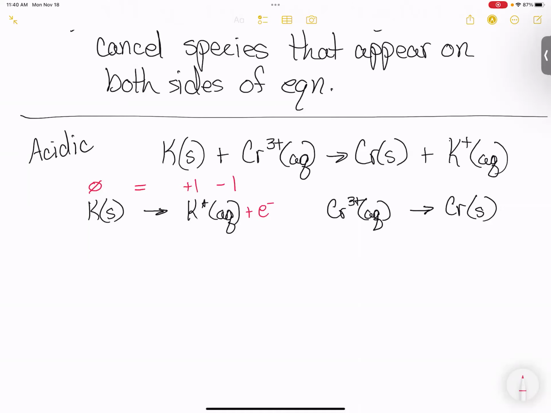For our right-hand equation, again, we have to make our charges equal. On the right-hand equation, the chromium solid is 0 charge, but the chromium ion is a +3. Again, the only way you can do this is by adding electrons, which are negative. The negative always has to go on the side with the positive. So we're going to add 3 electrons, because then we have a -3 +3, and that does equal 0.